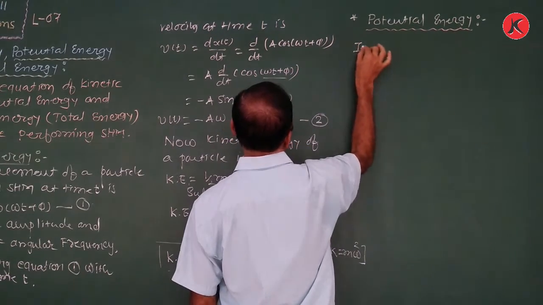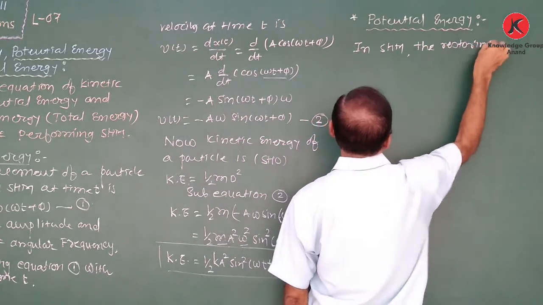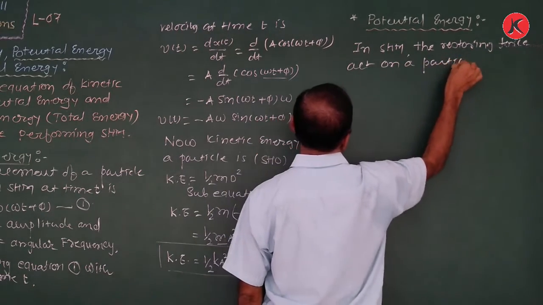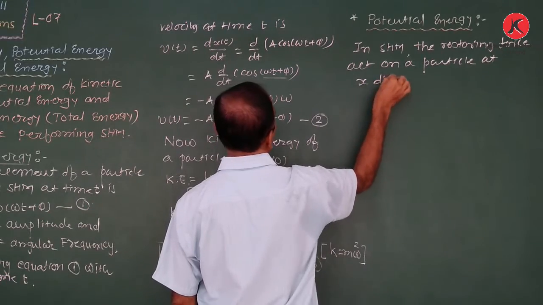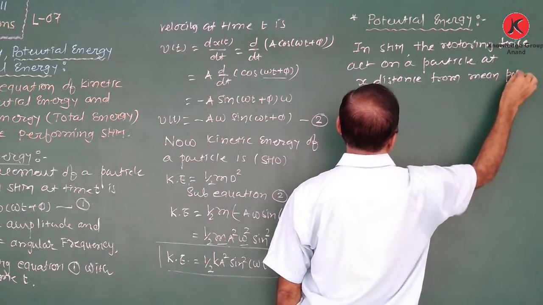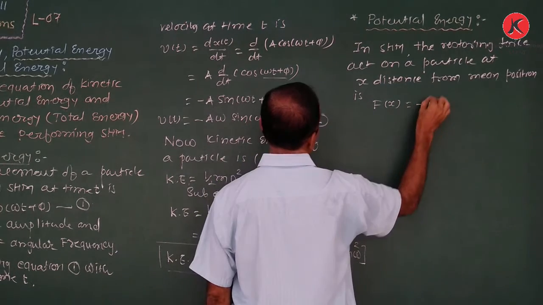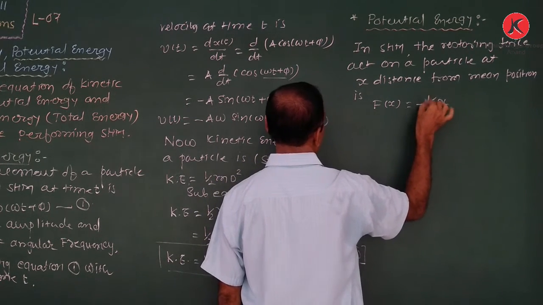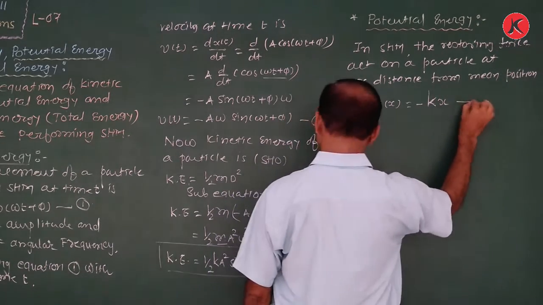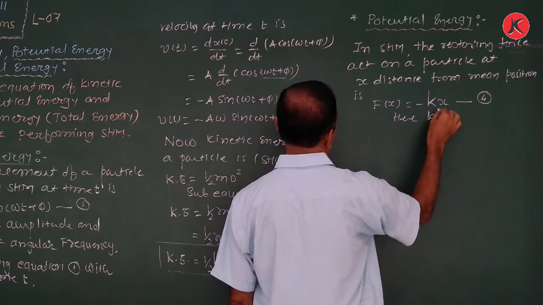In simple harmonic motion, the restoring force acting on a particle at x distance from the mean position is Fx is equal to minus kx. K is the force constant.